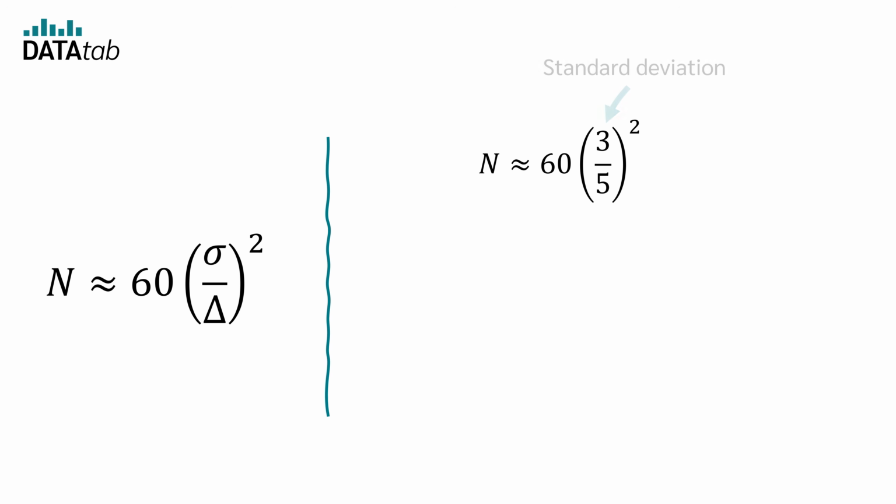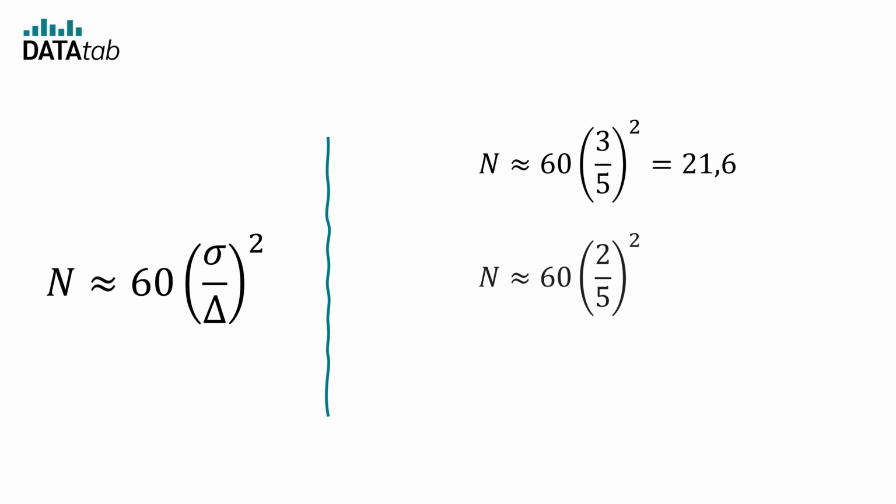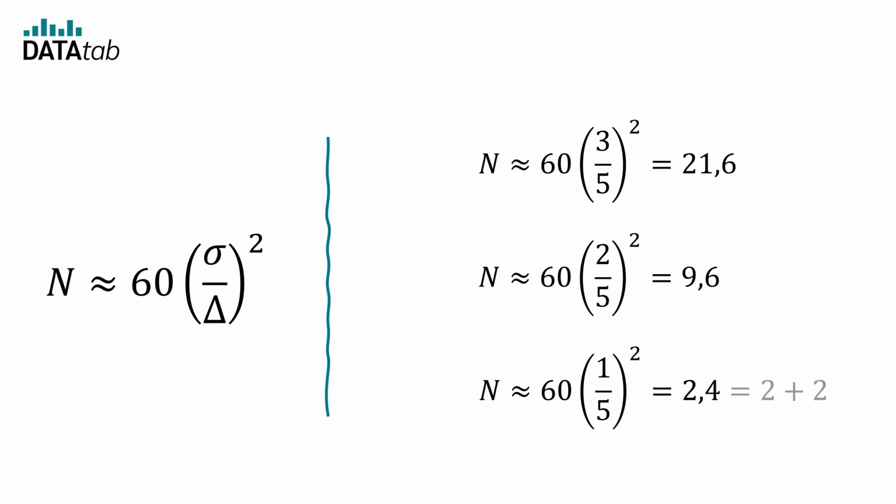For example, if we have a standard deviation of 3 Nm and a difference of 5 Nm is relevant for us, then we need 22 runs. If we only have a standard deviation of 2 Nm, we only need 10 runs, and with a standard deviation of 1 Nm, we get 2.4. So we need 2 runs with greased bearings and 2 runs with oiled bearings.